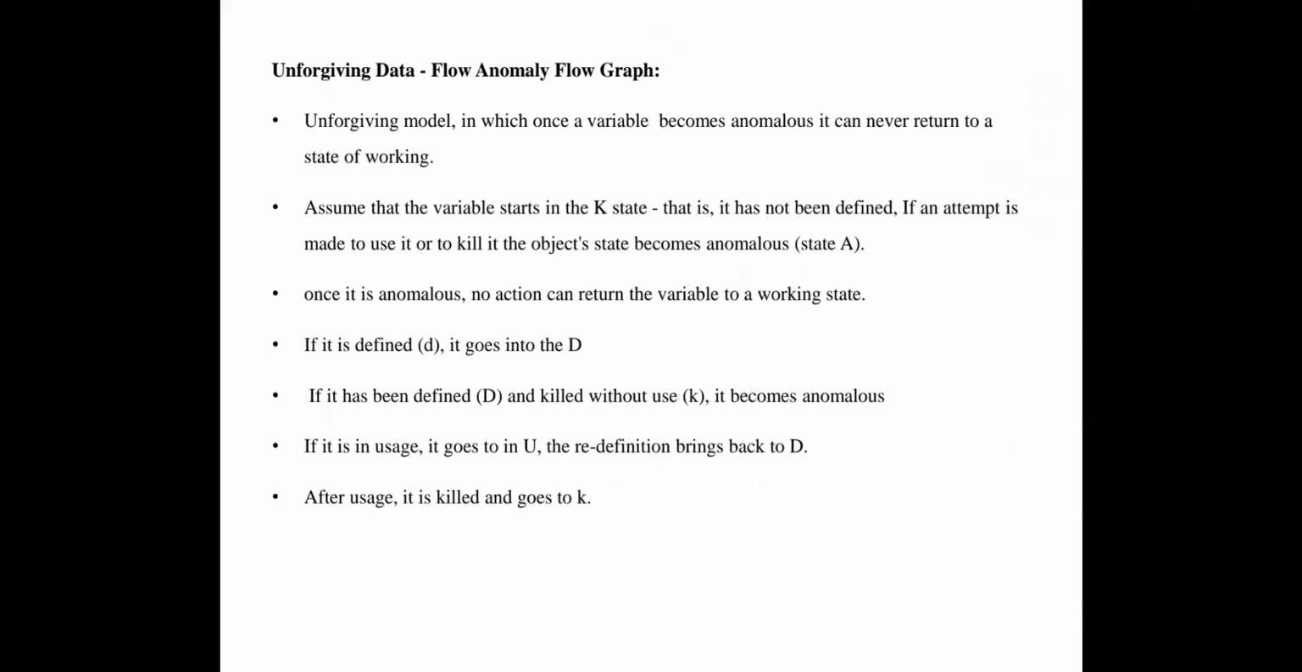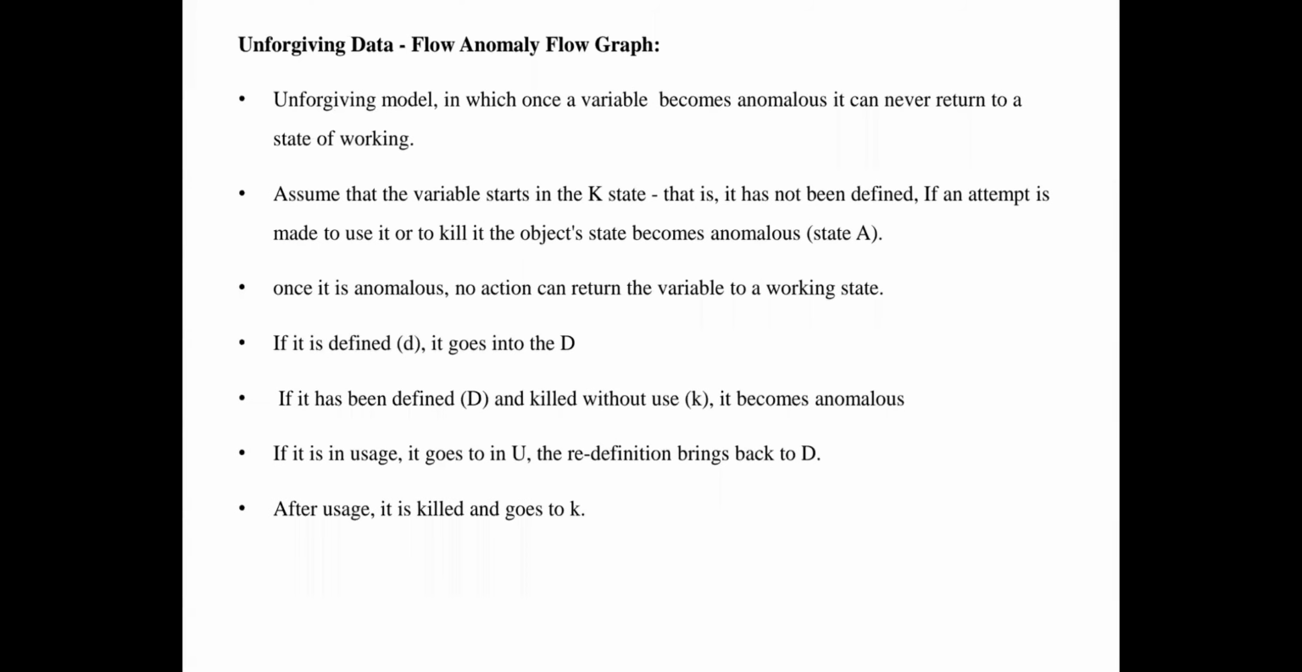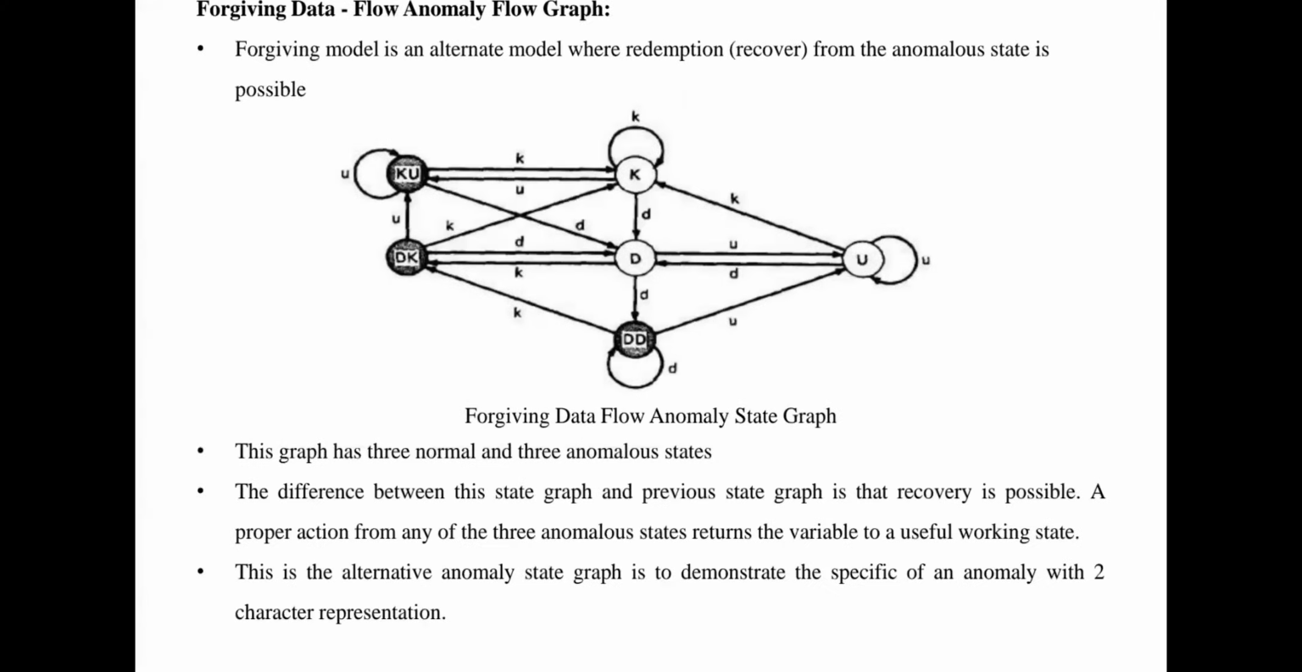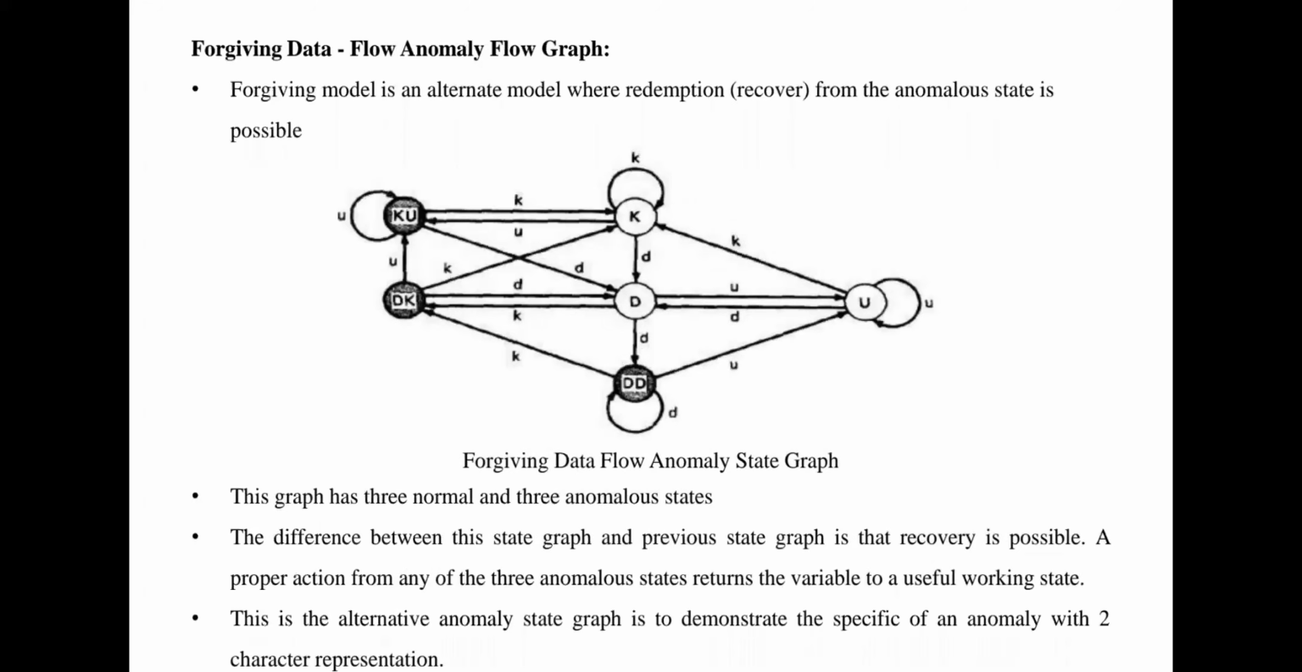Okay. Next, after defining a variable, if it goes to the usage state, you can redefine, which brings it back again. After usage, you can define again, you can go for usage. After completion of the usage, you can kill that variable, then it goes to the K state. That is the representation of unforgiving data. Okay. So the next one is forgiving data flow.